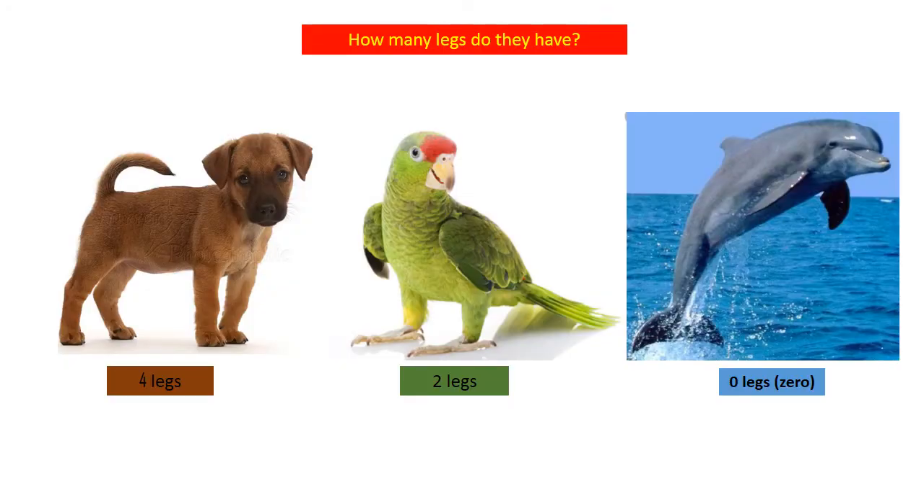Here you can see different types of animals. We'll see how many legs they have. Let's count with me. First, there's an innocent puppy we can see here. We'll count how many legs it has. 1, 2, 3, 4. The puppy has 4 legs.